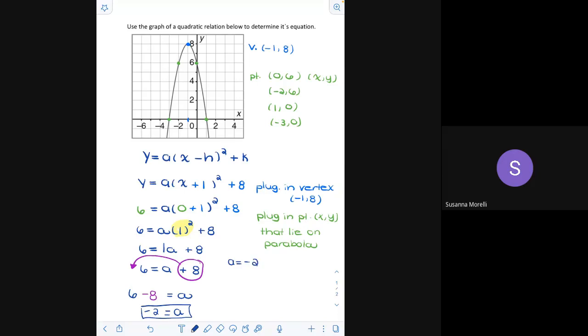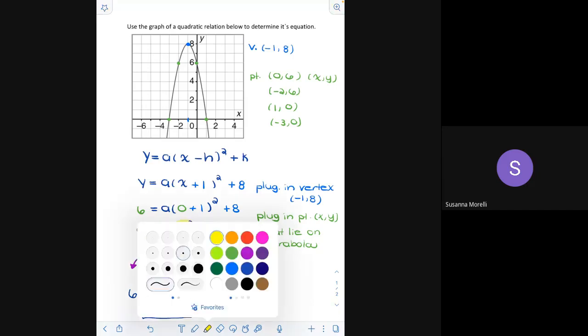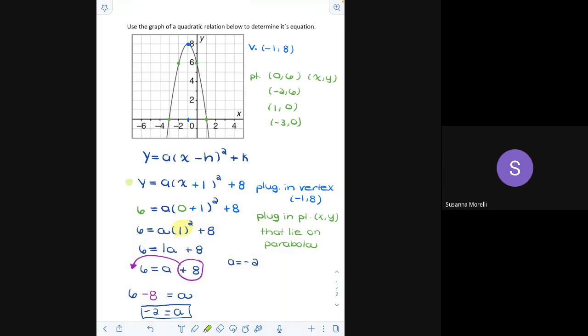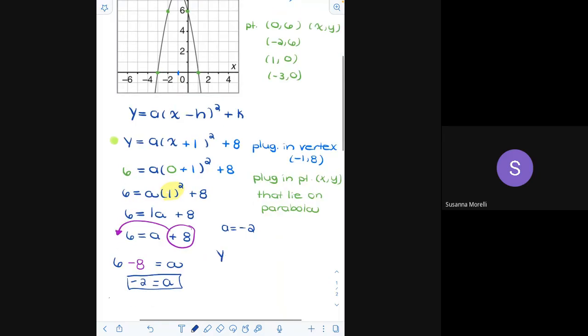So now we can go back over to this step here. I'm going to put a green dot next to it so you can see which step I'm talking about. We're going to go back over to that point, and we're going to plug in our a value and our vertex to get our final equation. So y is equal to a, which is -2, bracket x plus 1 squared plus 8.